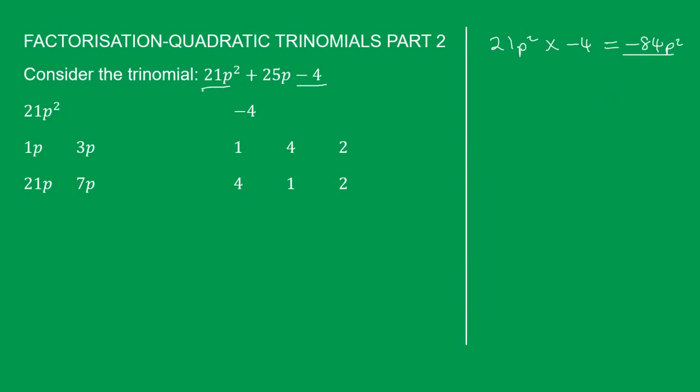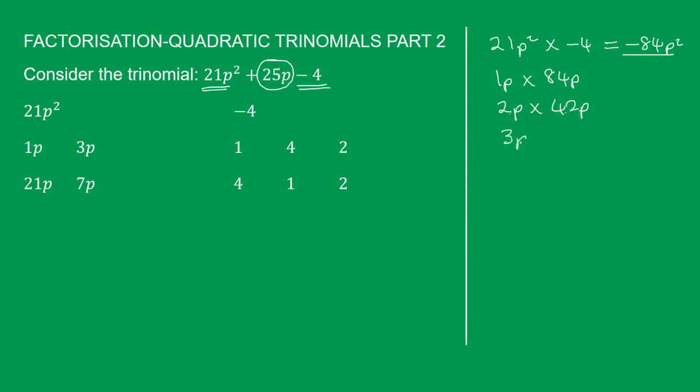So we multiply the first term and the last term. Okay, let's look at the factors of 84p squared. So it can be 1p times 84p. The combination must give us what? The middle term when we add them or subtract them. So this combination can give us 25p. Then we go to 2p times 42p. 2p times 42p is 84p squared. But this combination again cannot give us 25p.